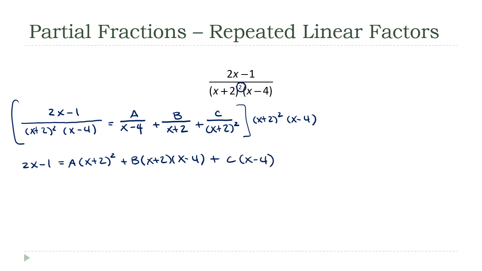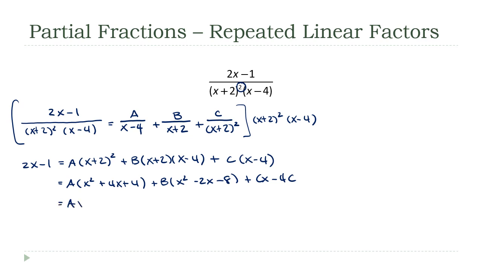And yes, even with just a second degree one, it's still going to get a little messy, because now I have to multiply these things out. This is a times x squared plus 4x plus 4, plus b times x squared minus 2x minus 8, plus cx minus 4c. Now I'm going to distribute.